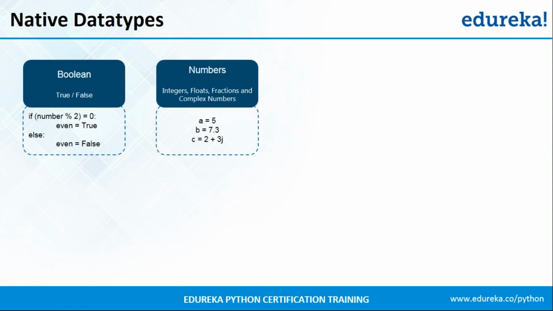Now Python supports primitive data types like integers, floats, and even fractions and complex numbers as well. Like you can see here, a equals 5 is an integer data type, b is 7.3 which is a float, and c is 2 plus 3j which is a complex number. So Python also supports that.